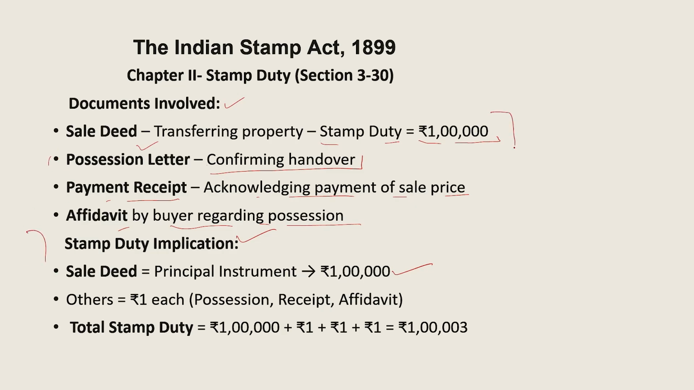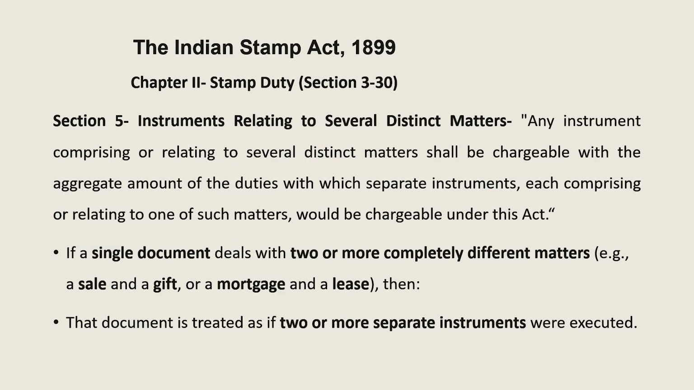So what is the principal document? The sale deed is the principal document. So the possession letter, the payment receipt, and the affidavit, these 3 are the other documents with this sale deed. So sale deed, principal instrument, 1 lakh. So the total stamp duty will be on 1 lakh, and then these 3, 1 plus 1 plus 1, so this is 1 lakh and 3 rupees. I'm sure you understand Section 4.